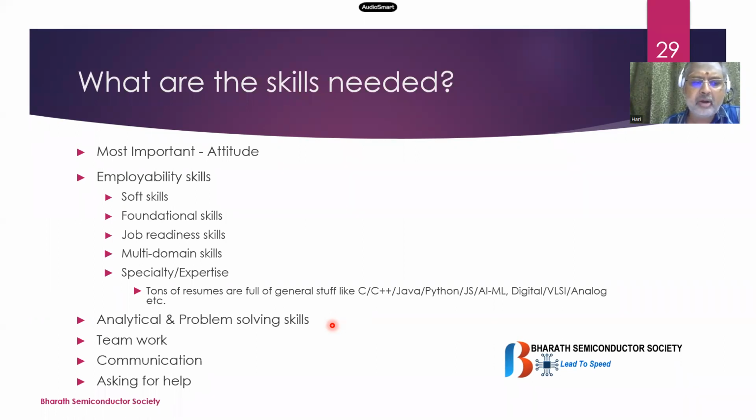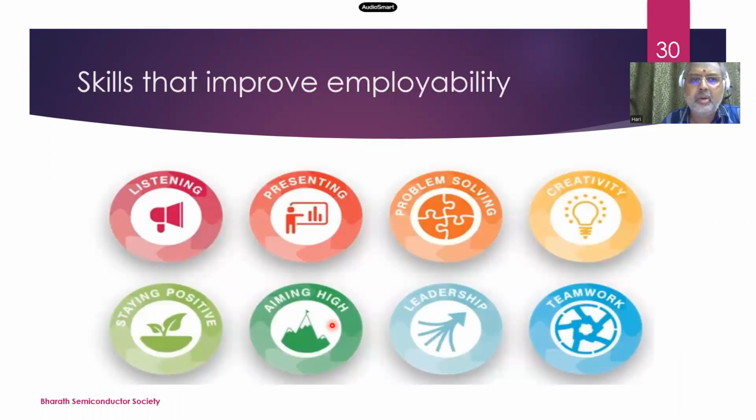So communication and asking for help is very important. Don't shy away from asking questions, asking for help. Asking for help is considered a positive attribute in industry. It's kind of taboo, right, in academics and in your personal lives, right? So asking for help is the most important skill. Okay, what skills improve your employability, right? You want to be employable, and so you have to listen patiently.